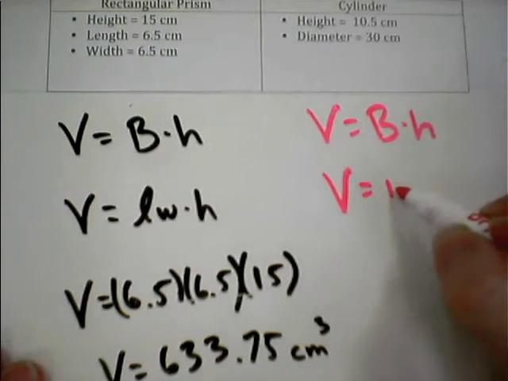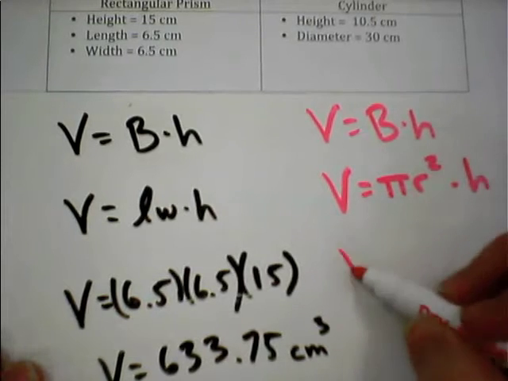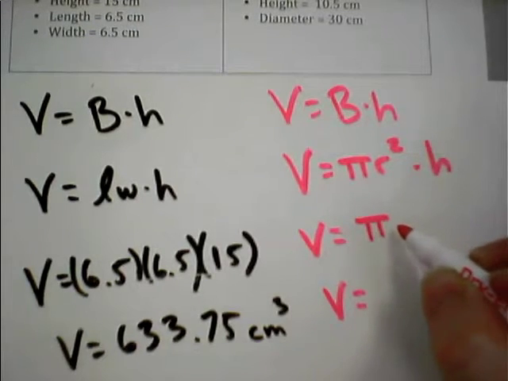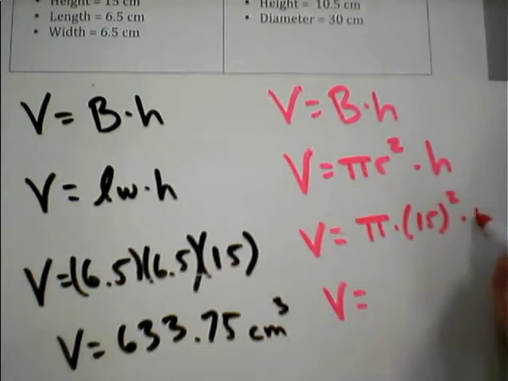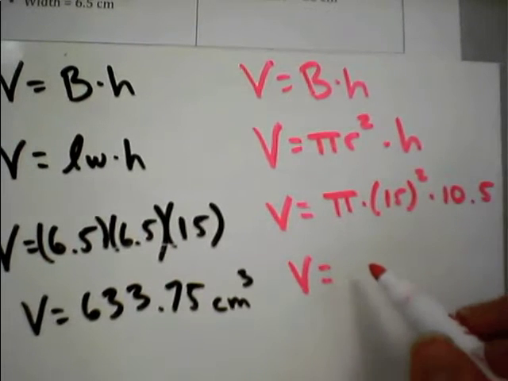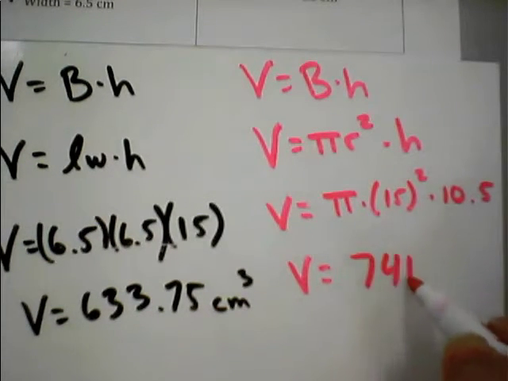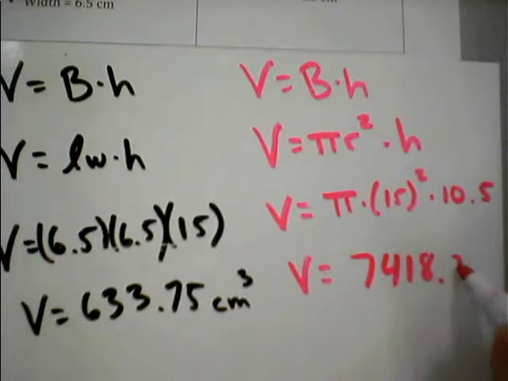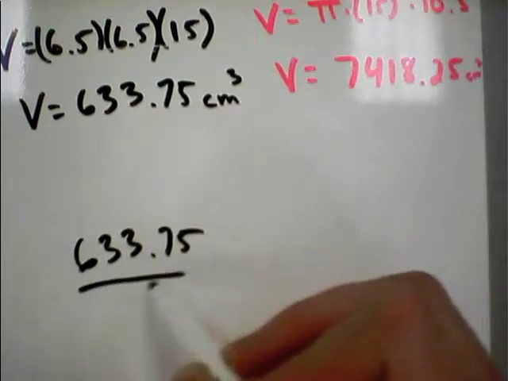For the cylinder, the base is going to be pi r squared, so the whole formula is pi r squared times height. I can plug in for my r. My r is going to be 15, since my diameter is 30 and my radius is half my diameter. My height is 10.5. When I multiply all three of those numbers out, I get my volume is 7,418.25 centimeters cubed.